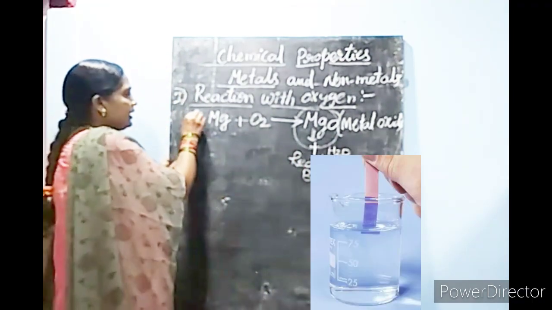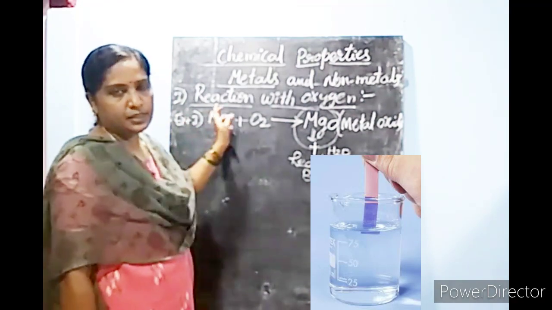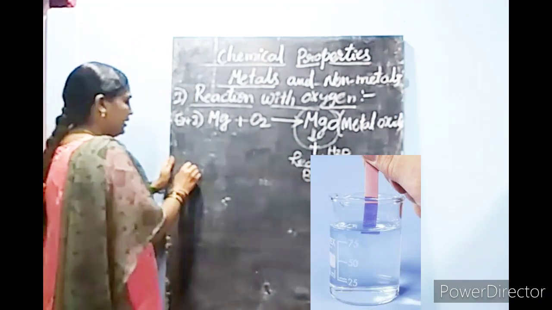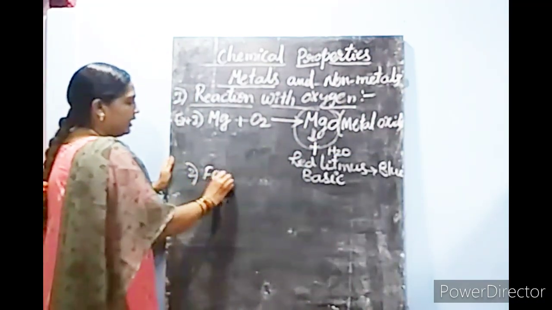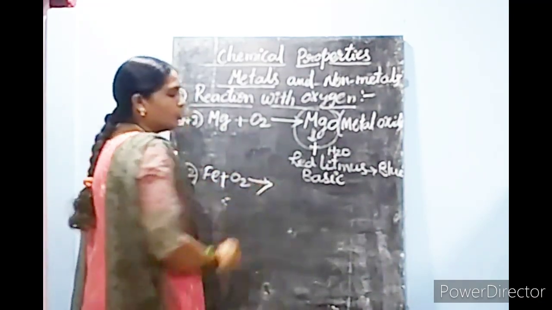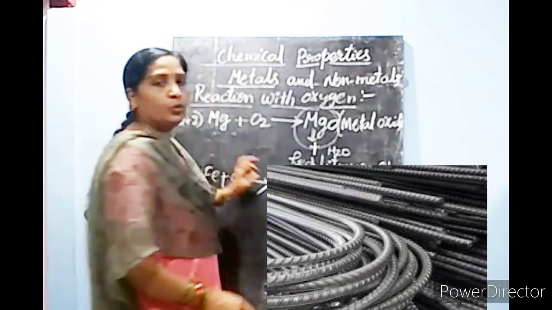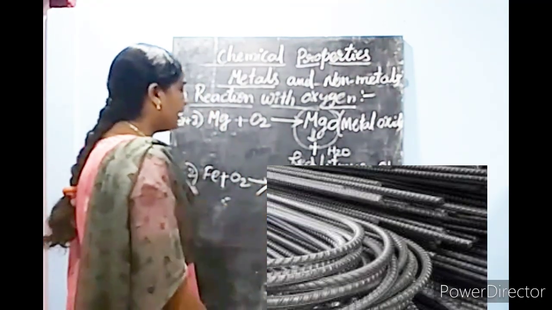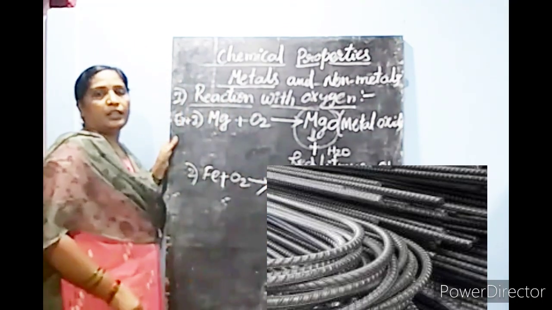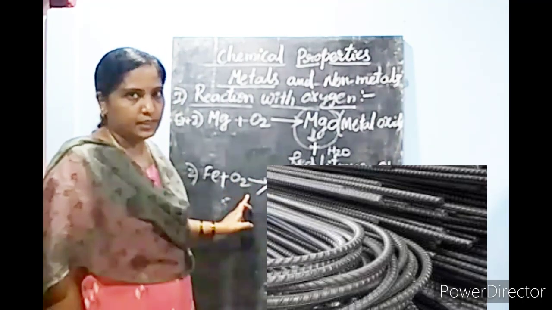Now let's see another example of metals, how they react with oxygen. You take iron. In the second example, the iron symbol is Fe. When it reacts with O2, it forms FeO, ferrous oxide. Now this ferrous oxide is formed when it is reacting with oxygen.